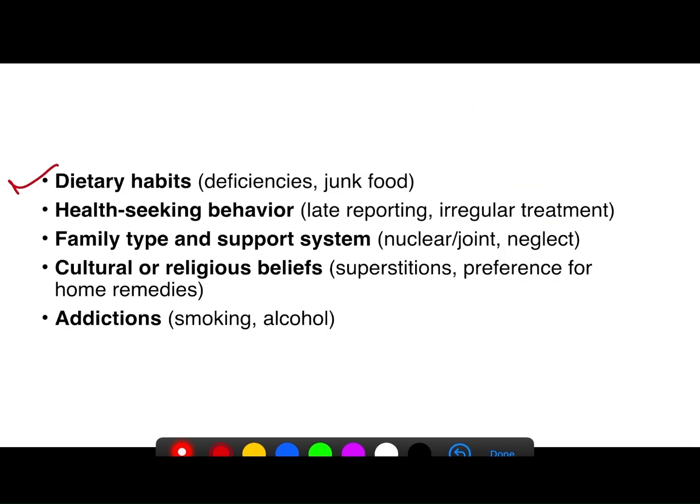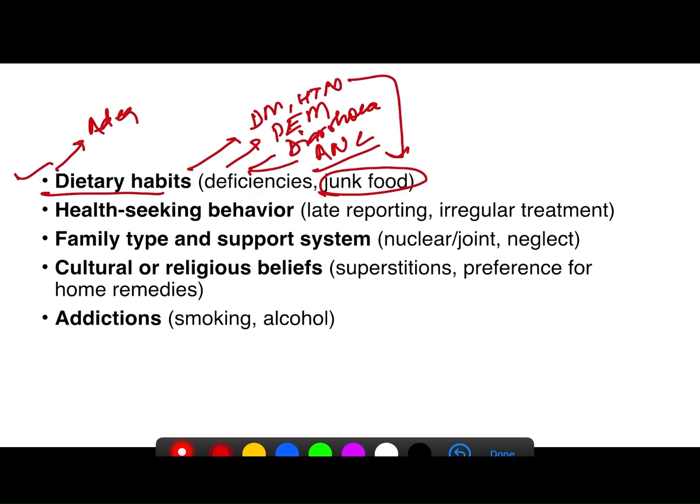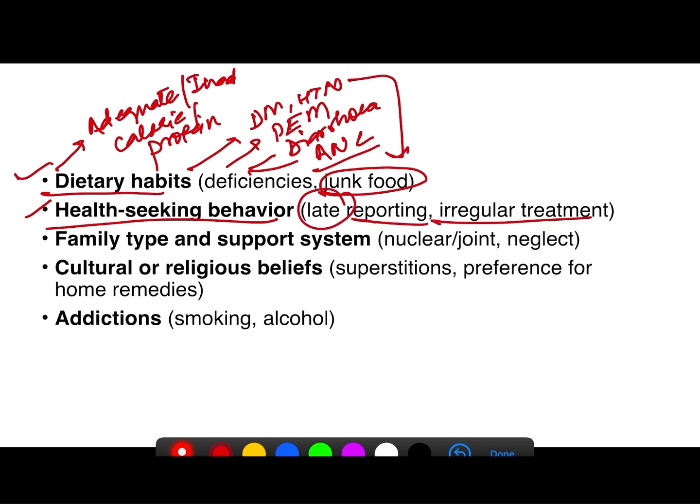Also include the dietary habits, which are particularly important in diseases like diabetes mellitus, hypertension, and cases of protein energy malnutrition. In ANC also, junk food consumption can be linked to diabetes and hypertension. And mention whether the diet is adequate or inadequate in terms of calorie intake and protein intake. What is the health seeking behavior, whether the patient is reporting regularly or not?